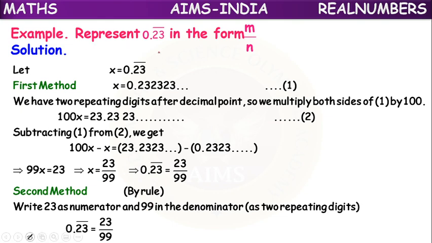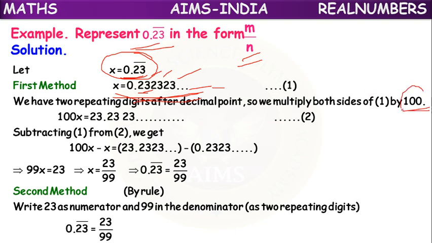Next. Represent 0.23 bar in the form of m by n. So 0.23 bar, let us take it as x. Now let's repeat twice or thrice. 2 3, 2 3, 2 3. 3 times we have repeated. How many digits are repeating? 2 places. So let's multiply with a number having 2 zeros, means 100.